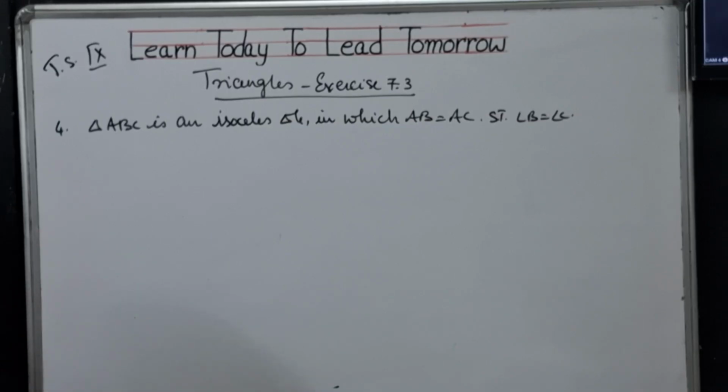In that exercise 7.3, three problems I have taught earlier. Now the fourth one. Triangle ABC is an isosceles triangle in which AB is equal to AC. Show that angle B is equal to angle C.